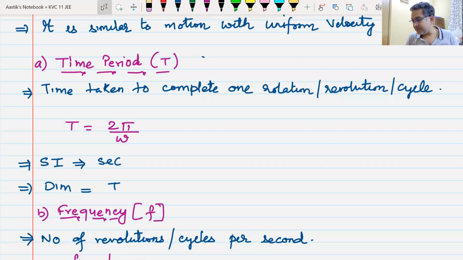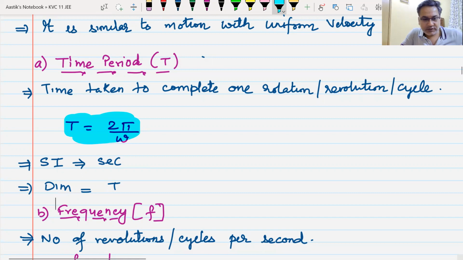That is the time period for a uniform circular motion. I hope you remember this time period of uniform circular motion, 2 pi by omega. This 4 seconds is the time taken to complete one revolution.